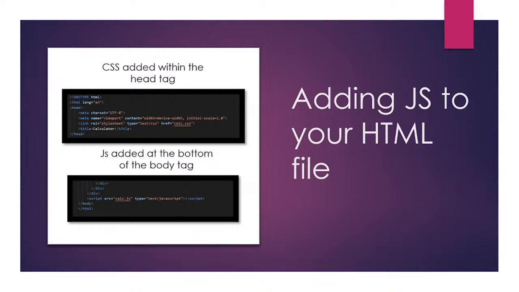And how do you add JS to your HTML file? Well, with CSS, we've seen that the link tag is normally added to the head tag of a page, but with JS, we normally add the tag at the end of the body tag, just before the closing body tag. Okay, why is that? Because you don't want your JS to load before your page, before your body does.